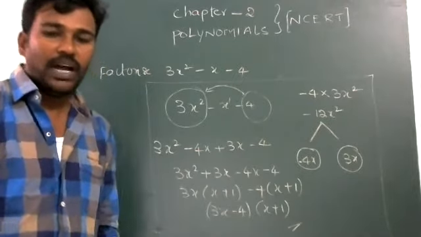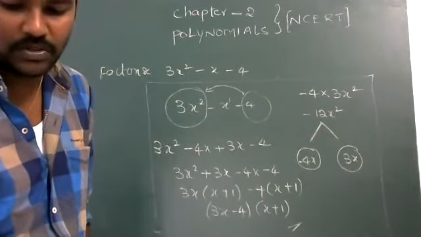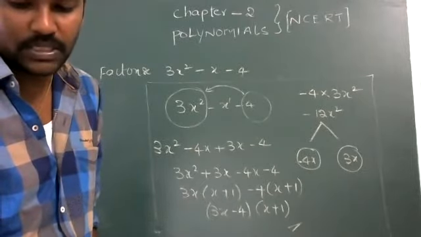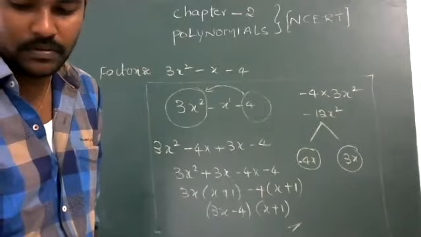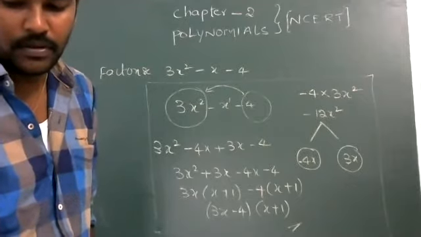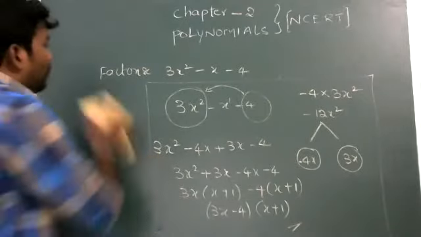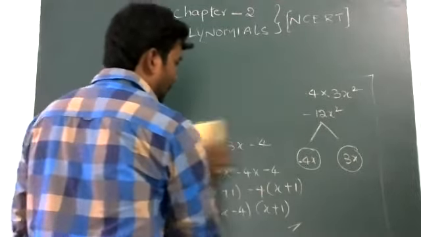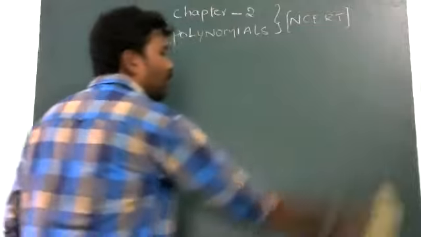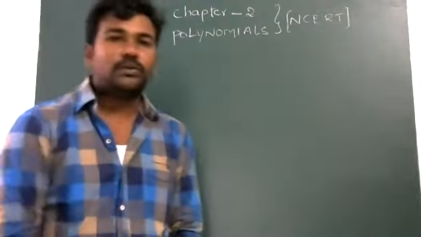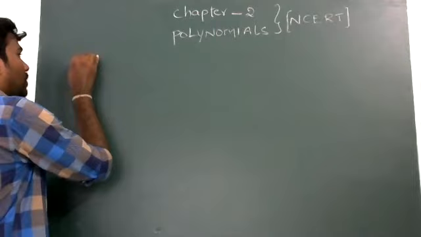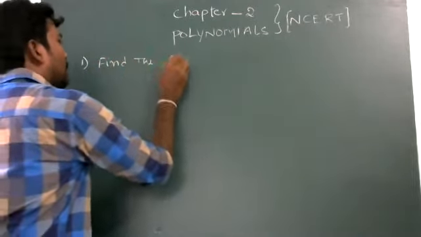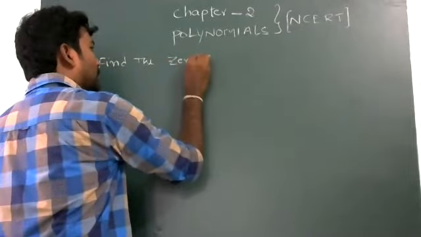Okay. Now I am going to discuss. First, let me complete one example, a previous class continuation. I am going to teach the same problem in a different way. So what is the problem? 3x squared minus x minus 4. Find the zeros of the polynomial. Here you can write the problem. Next problem: find the zeros of the polynomial.